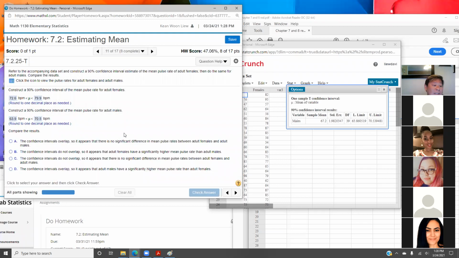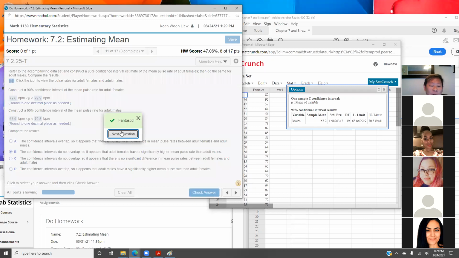The question here is, do these two confidence intervals overlap or not? They don't. And can you tell me which one is higher? Female. So in this case, they do not overlap, and female is higher than male. So your answer is B. You guys all right?